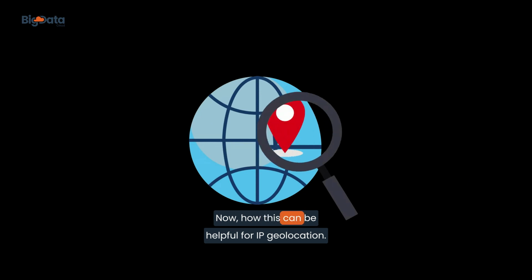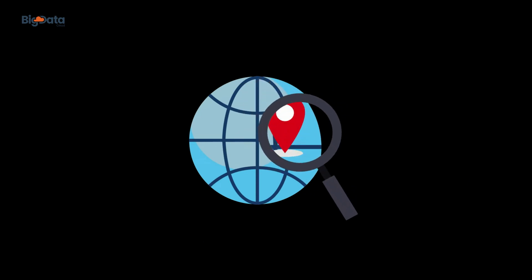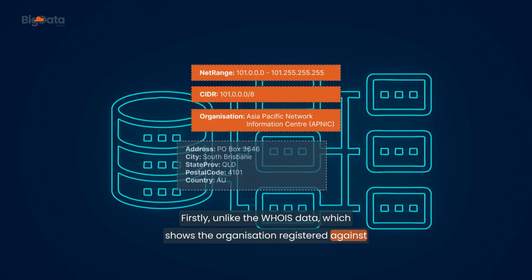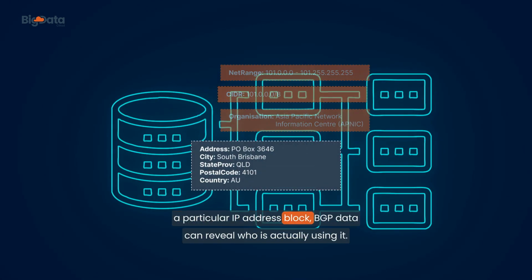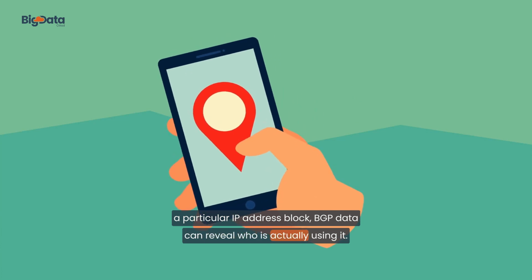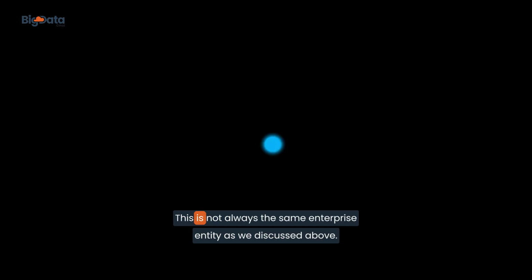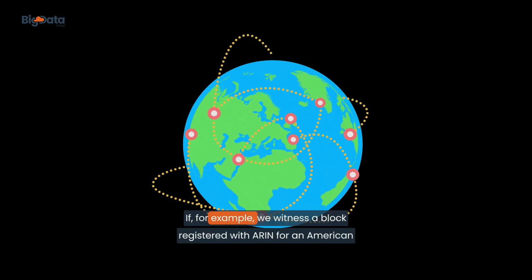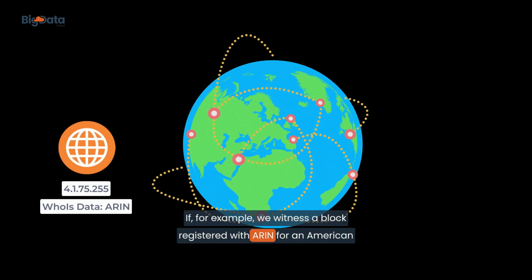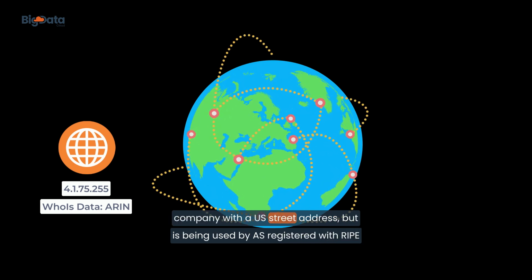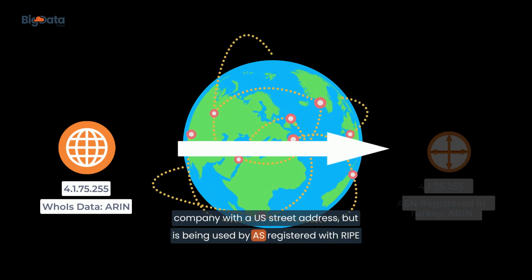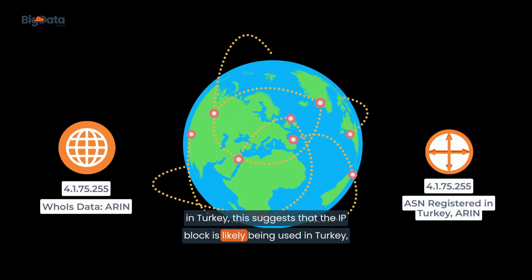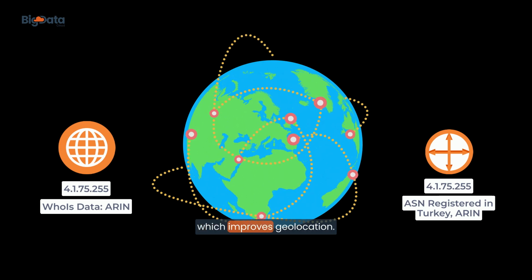Now, how can this be helpful for IP geolocation? Firstly, unlike the WhoIs data, which shows the organisation registered against a particular IP address block, BGP data can reveal who is actually using it. This is not always the same enterprise entity as we discussed above. If, for example, we witness a block registered with ARIN for an American company with a US street address, but is being used by an AS registered with RIPE in Turkey, this suggests that the IP block is likely being used in Turkey, which improves geolocation.